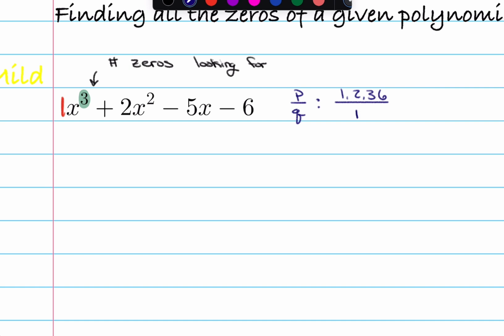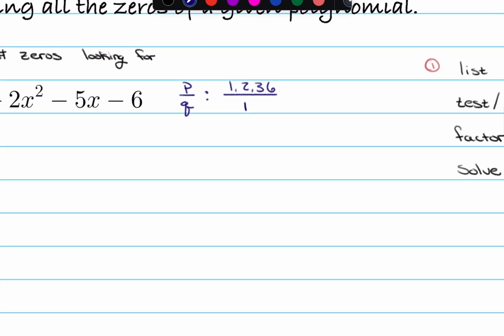So remember from last time, every time you find your P over Q, you're going to put every value of P over every value of Q. So I'm going to have 1 over 1, 2 over 1, 3 over 1, 6 over 1. So all of my possibilities are positive or negative 1, 2, 3, 6. And you can go back and watch that video if you want more explanation on how to find those zeros. Okay, so this could be considered my step 1.